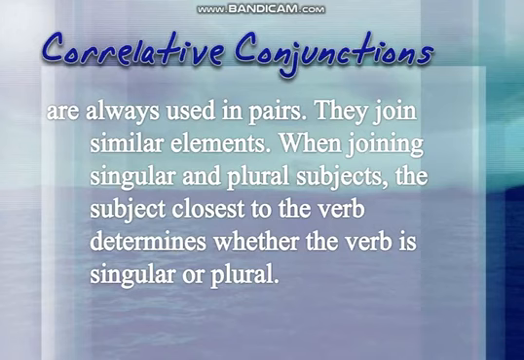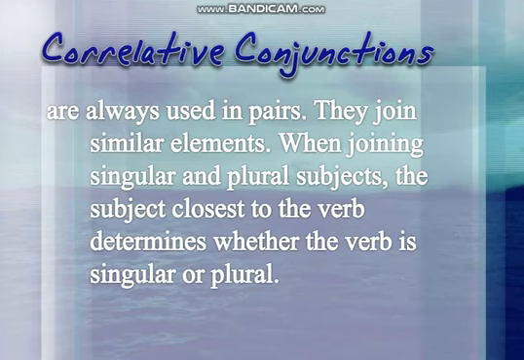Then we have correlative conjunctions. They are always used in pairs. Correlative conjunctions, as the name shows, co means two. So it always consists of two conjunctions. They are always used in pairs, like both of them are used in a sentence.